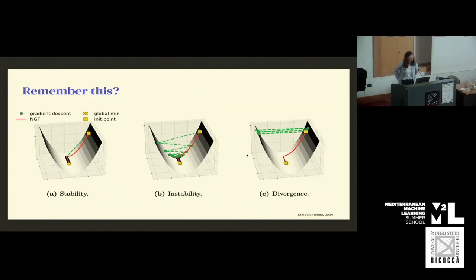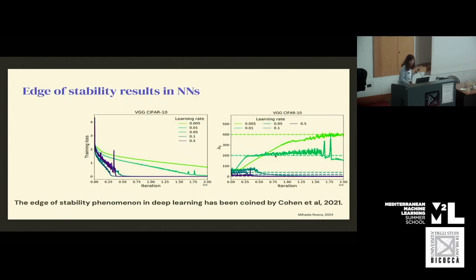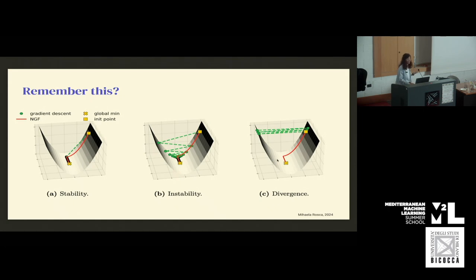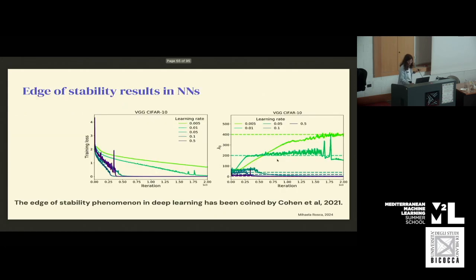Now, why is 2 over the learning rate important? Remember this, this is the third time I'm showing this plot. Remember how I said we know when each of these cases occurs in quadratic functions? Well, the last one, where you see divergence, is when the eigenvalue of the Hessian is greater than 2 over the learning rate. So the condition that we see here for instability is the exact same condition that we mathematically know leads to divergence in the quadratic case. So what do we conclude from here? Well, firstly, there seems to be something about the quadratic aspect of the function that still affects neural networks.